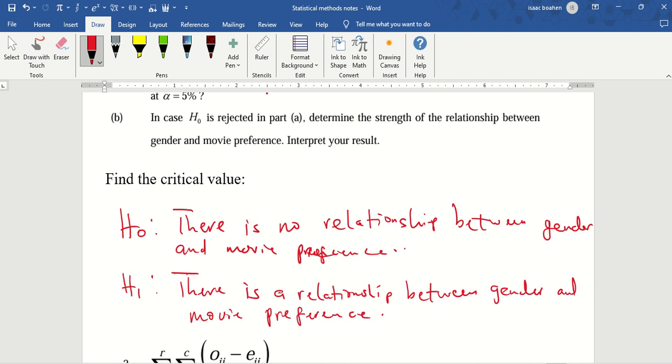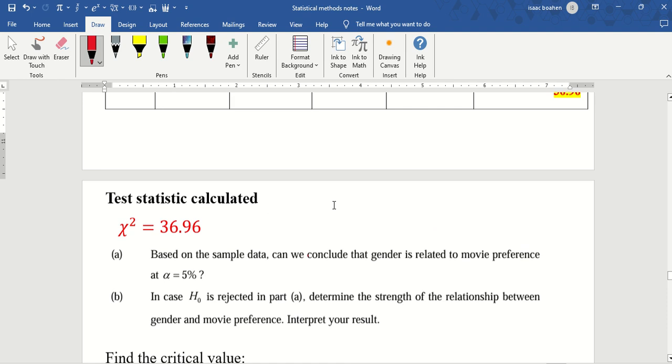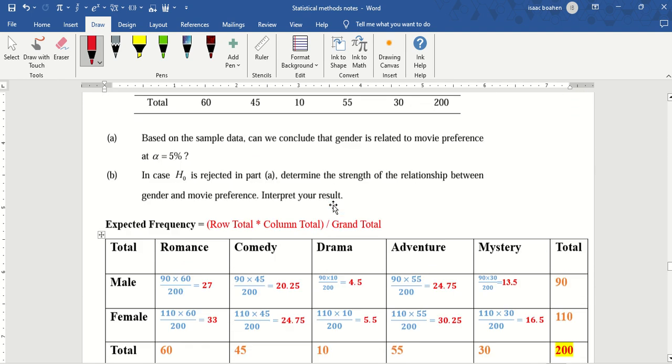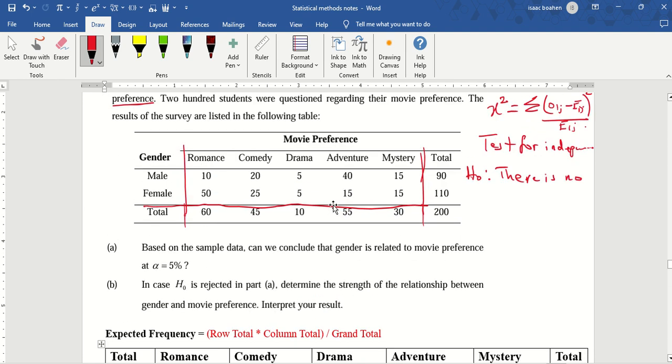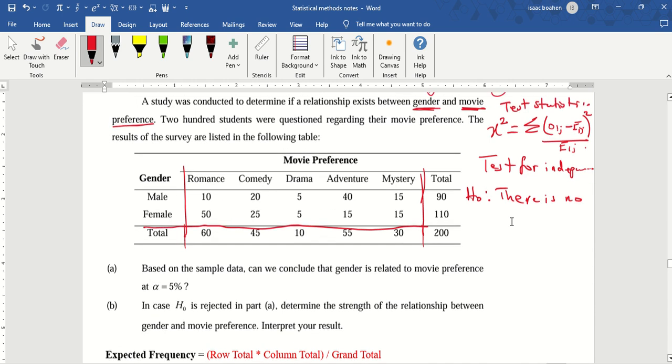Okay, so these are our assumptions. The null hypothesis says there is no relationship. It means that they are independent. Then the alternative says that there is some dependency between the two. So there is a relationship between the two. So now we need to test and see whether we are supposed to reject our null hypothesis or fail to reject it.